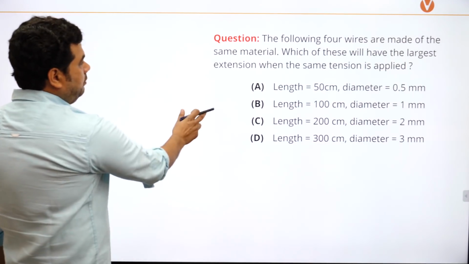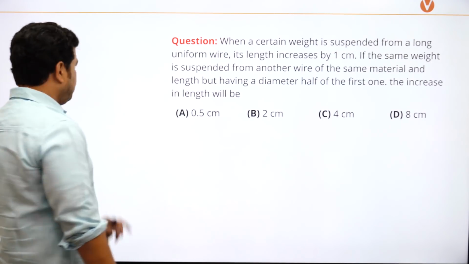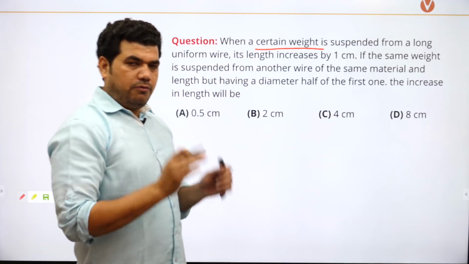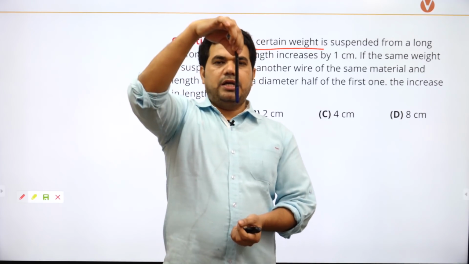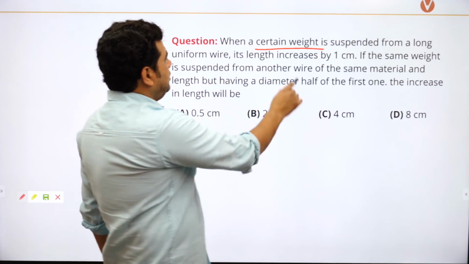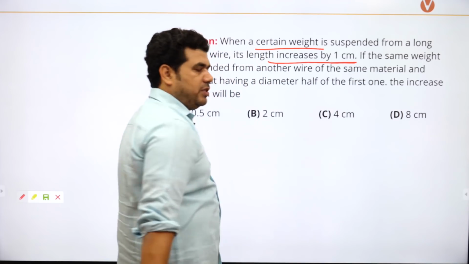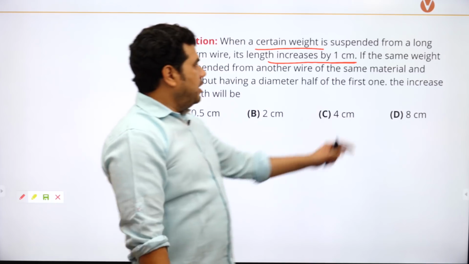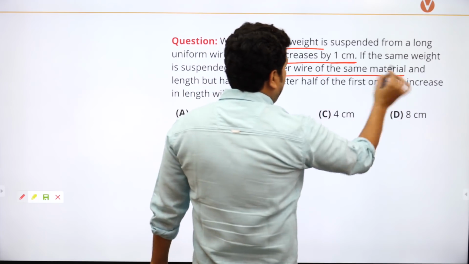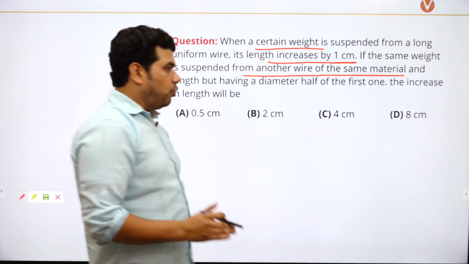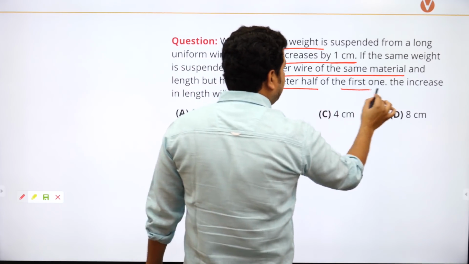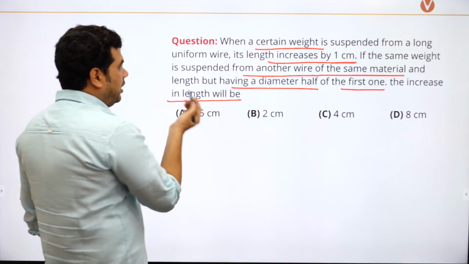Now, another question, also an easy one. A certain weight W is suspended from a long wire, and its length increases by 1 centimeter. What is 1 centimeter? That is delta L. If the same weight is suspended from another wire of the same material, meaning Y will be the same for both, and the same length, but having a diameter half of the first one, the increase in length will be?